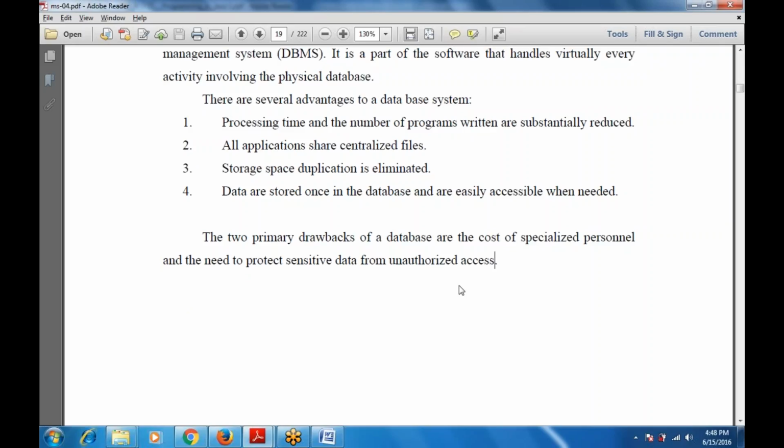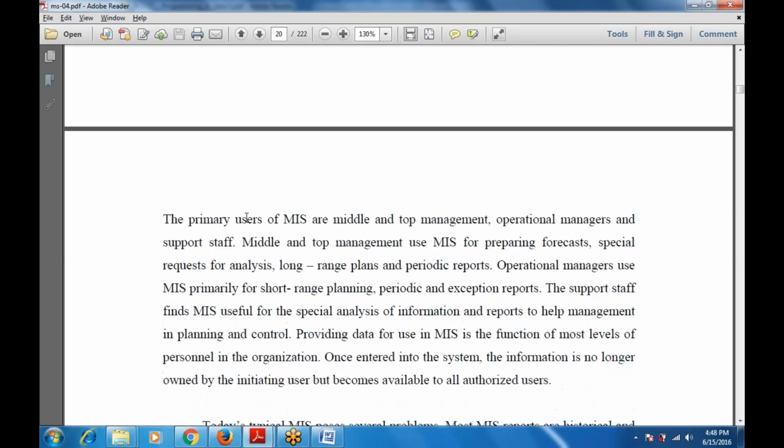These are the two drawbacks of the database management systems. One is that security is very weak in the case of the database, because there is no privacy in the database management system. And the next one is the cost. So one is security, one is the high cost. And who are the primary users of the MIS? They are the top, middle, and operational managements, or managers, and the support staff.